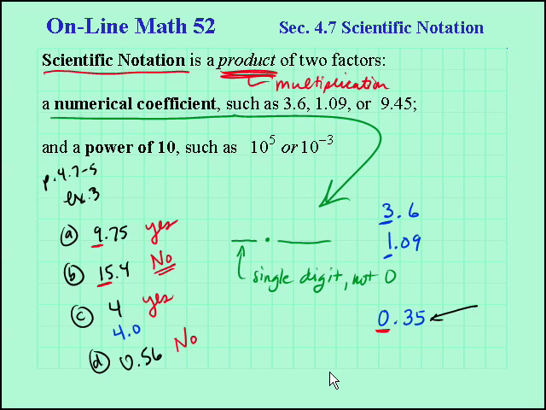Yes, that's because the 0 here can't be 0 for that single digit to be proper scientific notation. Okay? Very good.